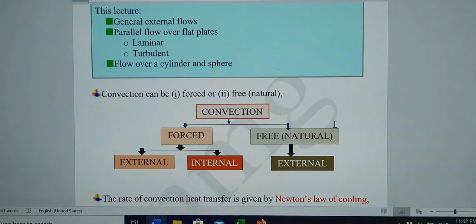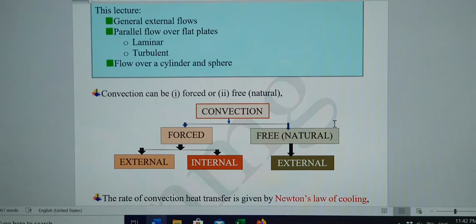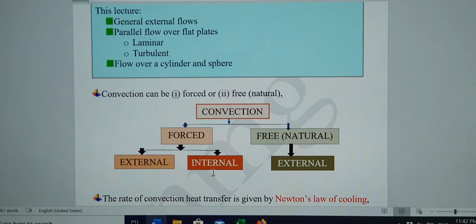Earlier, we learned that convection can be either forced or free. Forced requires an external force like a fan or a pump to induce the fluid flow over the solid wall. For free natural convection, we do not need external forces. Right. For forced convection, there is external forced convection as well as internal forced convection. For free, we have only external free convection. Why do you think there is no internal free convection?